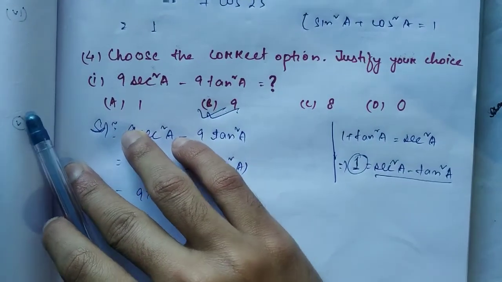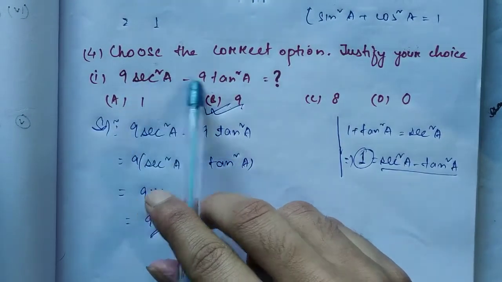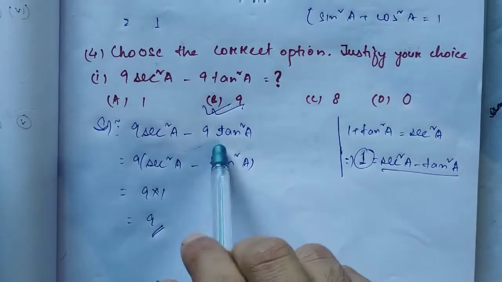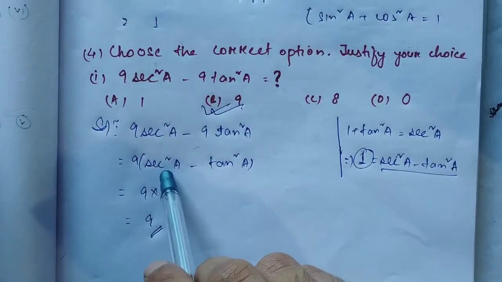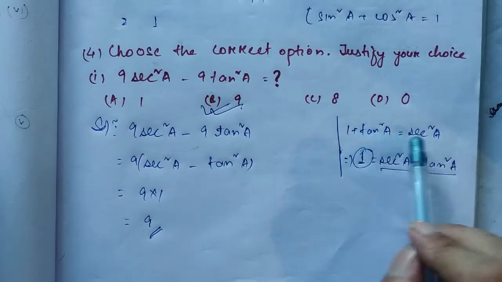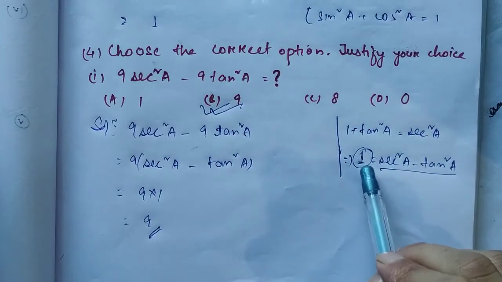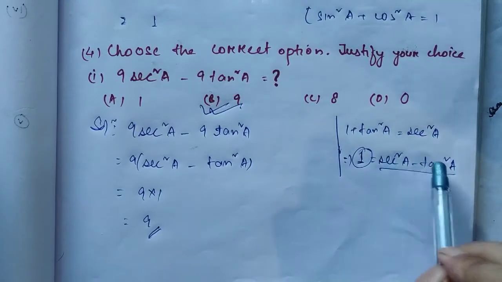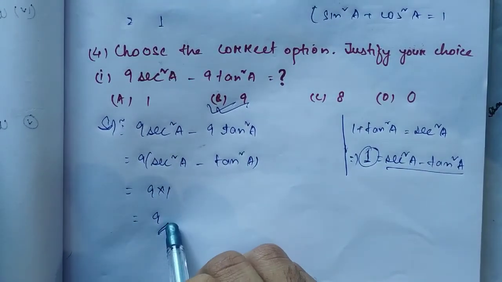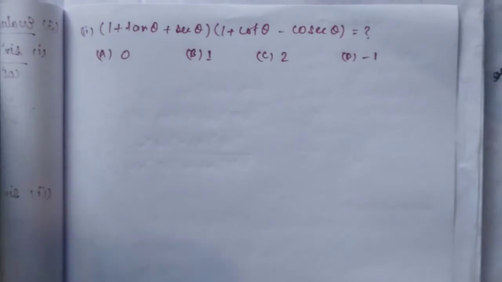Now the next problem is to choose the correct option and justify our answer. So the first one is 9 into sec square A minus 9 into tan square A. So we take 9 common from both the terms and we find sec square A minus tan square A in the bracket. And we know that 1 plus tan square A is equal to sec square A. If we transfer this tan square A here, we get the value of 1 as sec square A minus tan square A. So we replace this value by 1 and we get the answer to be 9. So our answer is option number B, that is 9.